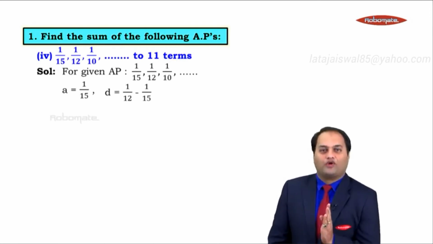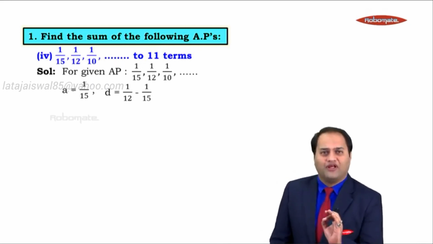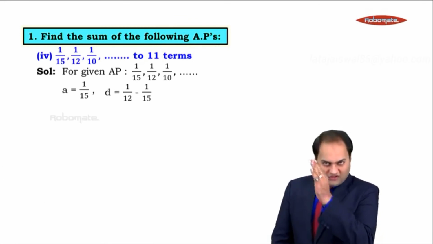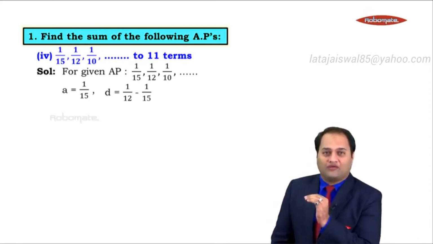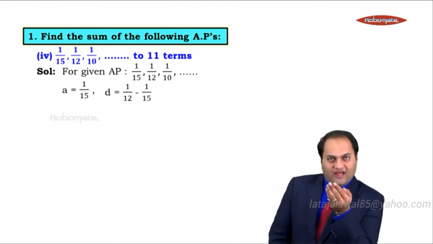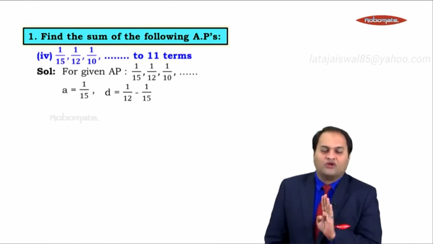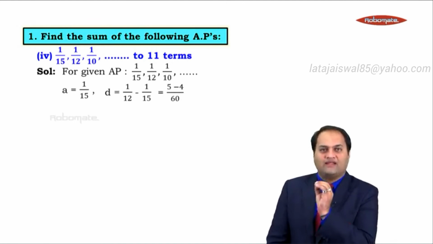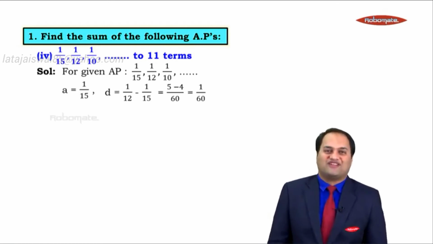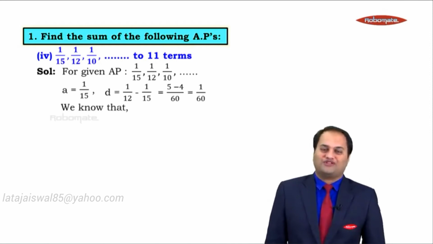d is equal to 1 upon 12 minus 1 upon 15. The LCM of 12 and 15 is 60, right? So in the first fraction, the denominator is 12. The LCM is 60, so you need to multiply by 5. In the second, the denominator is 15. The LCM is 60, so you need to multiply by 4. So ultimately what you get is 5 minus 4 upon 60, the LCM, which is equal to 1 upon 60. Clear? Let's move on.